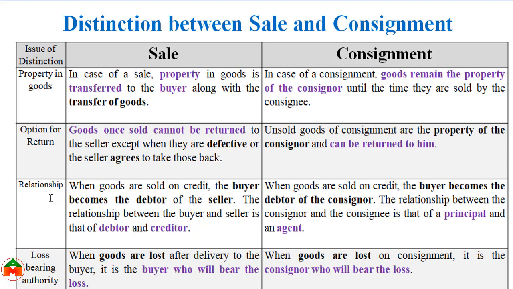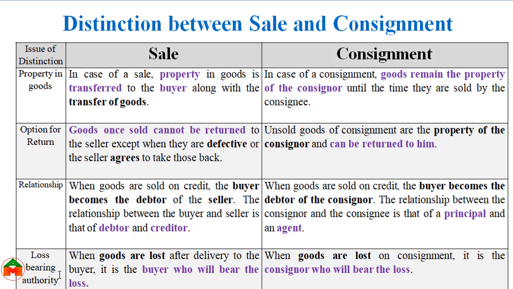If we consider the relationship in case of sale, the buyer is known as debtor and the seller is known as creditor. But in case of consignment, the goods receiver is known as agent, also known as consignee, and the product or goods producer or manufacturer or wholesale marketer is known as consignor, which is also known as principal. Here the relationship is principal and agent in case of consignment. On the other hand, in case of sale, the relationship is debtor and creditor.